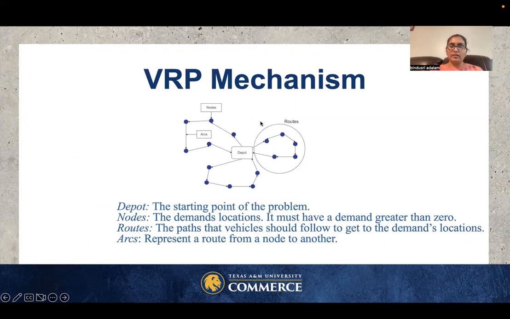Routes are nothing but the paths that the vehicle should follow to get to the demand locations. Then we have arcs, which represent a route from one node to another.